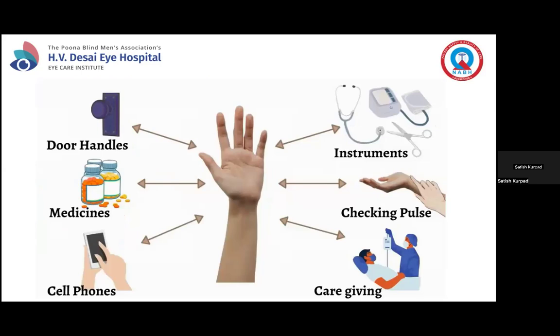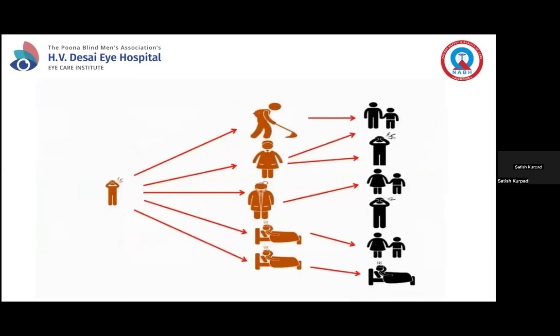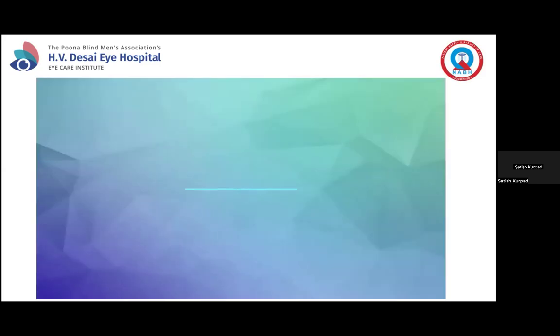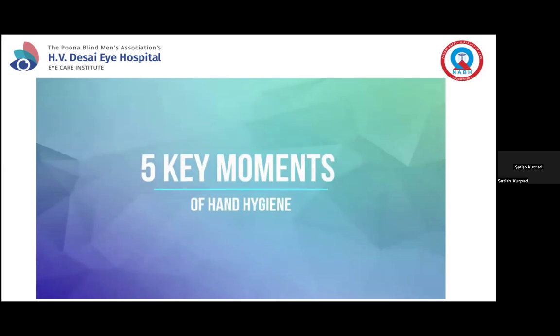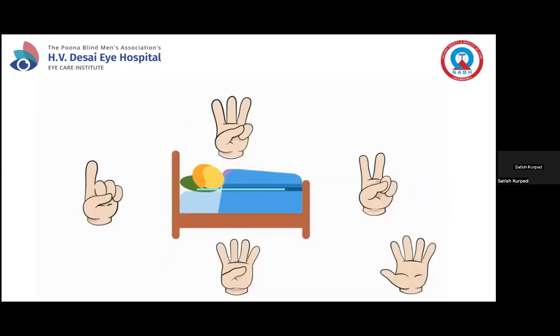And certainly there are various areas which we touch every day, and hence it can transmit microorganisms to people and the environment. WHO has described 5 key moments of hand hygiene. So let's discuss them one by one.